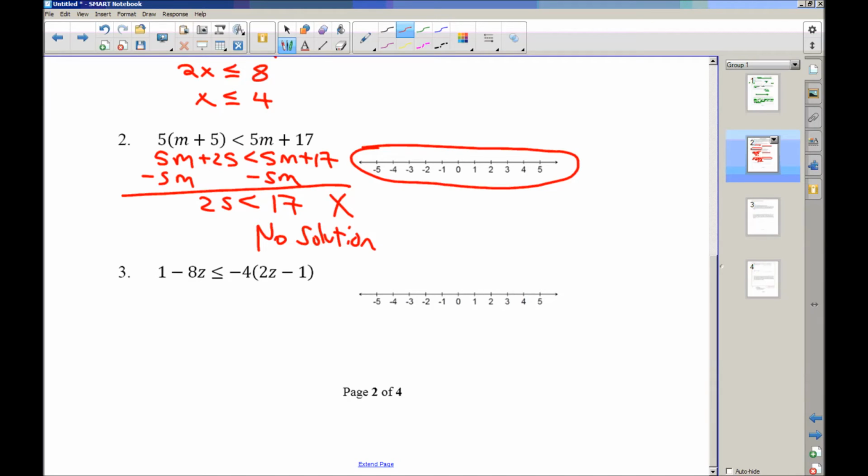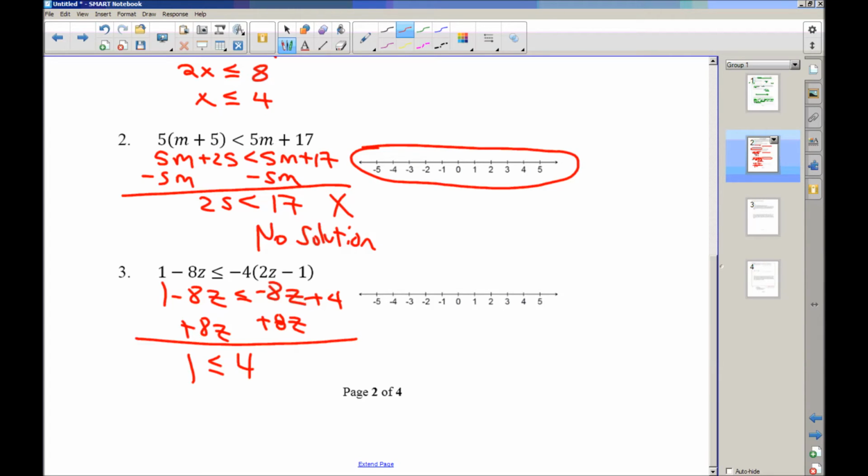same thing. I'll do distributive property on the right side. So I get negative 8z plus 4. And then I'm going to add 8z to both sides to try to get all the z's on the same side. And then that special thing happened where all the z's cancel out. And we look at what remains, and we say, is that a true statement? Is 1 smaller than or equal to 4? And yes, it is. So our answer is all real numbers, in which case we shade the entire graph because everything works. This concludes page 2.